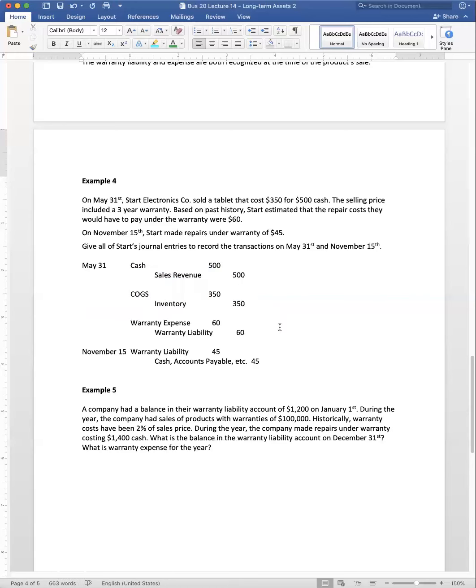What we do have enough information for, what we do know, is that there's going to be a journal entry to record the warranties at the time of sale. Okay, so at the time of sale, we're going to have to record warranty expense, and we're going to have to record a warranty liability.